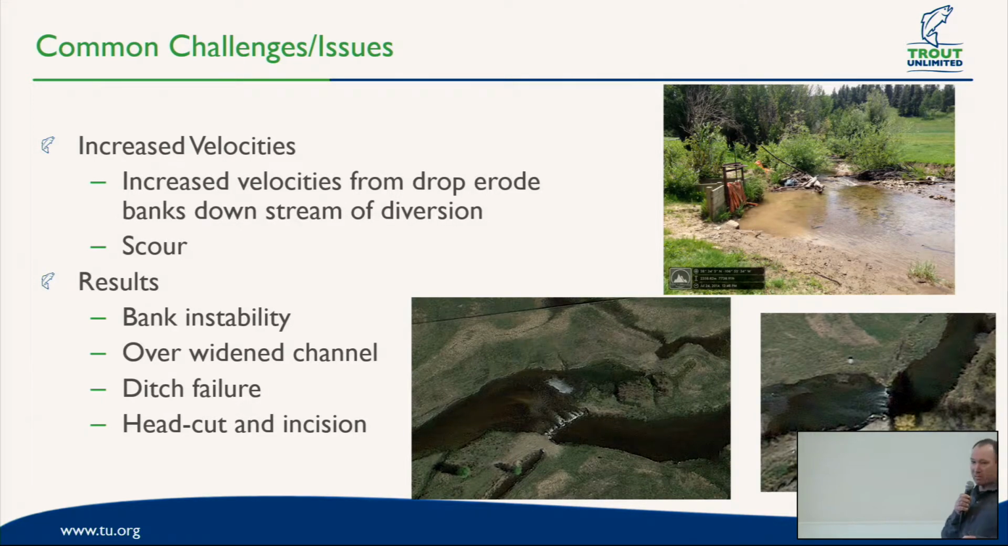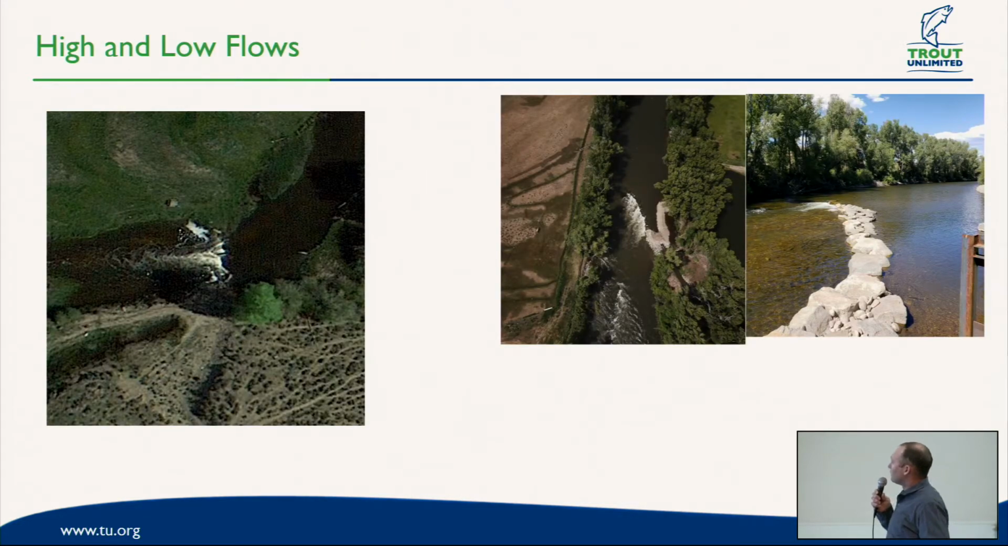So these are the type of situations where we can try to find funding to put in a permanent rock structure, a new head gate that's operable, and better control for the irrigators. Here's some high flow examples. That's that same diversion here. You can see the amount of velocity and erosion capability that can occur eroding that bank. Here's an example of during low flows.